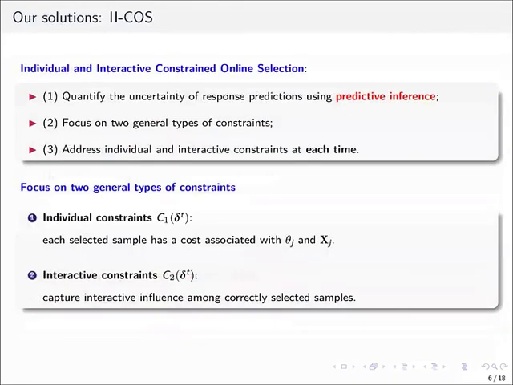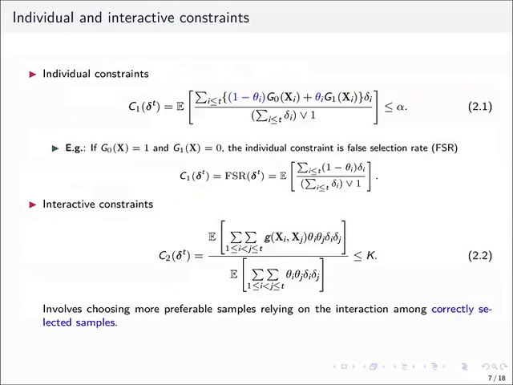To solve these problems, we propose a method, individual and interactive constraint online selection. First, to quantify the uncertainty of response predictions using predictive inference, and we focus on 2 general types of constraints. The first is individual constraint, and the second is interactive constraint. The individual constraint can capture each selected sample's cost associated with theta and X, and the interactive constraint can capture the interactive influence among correctly selected samples.